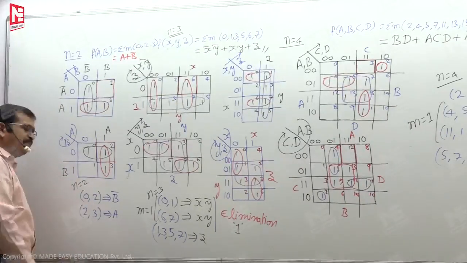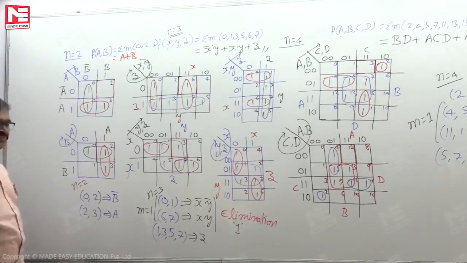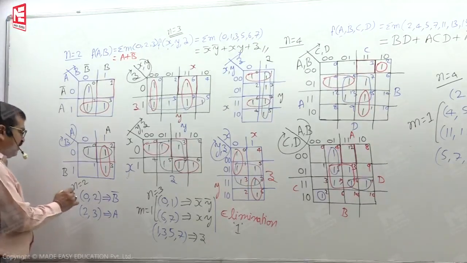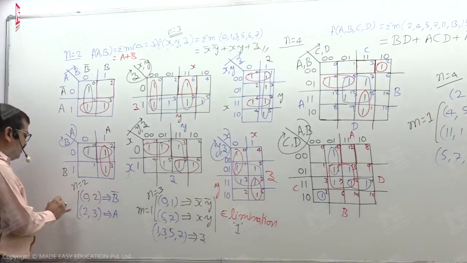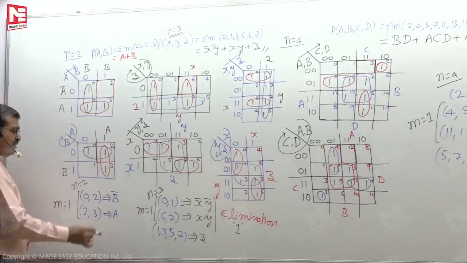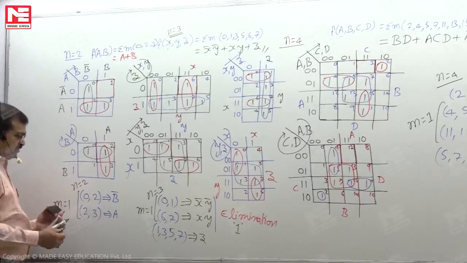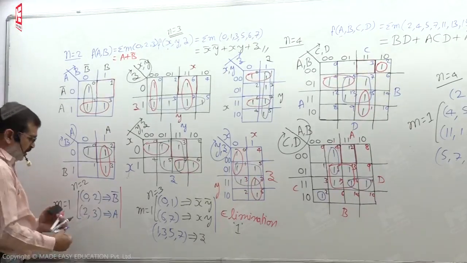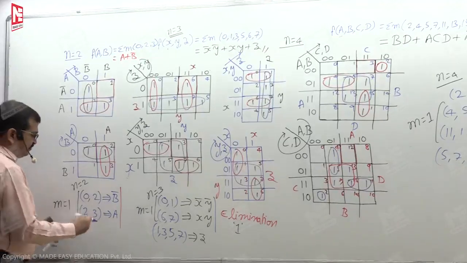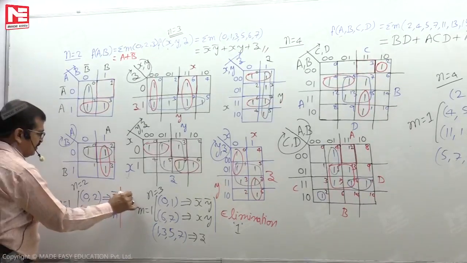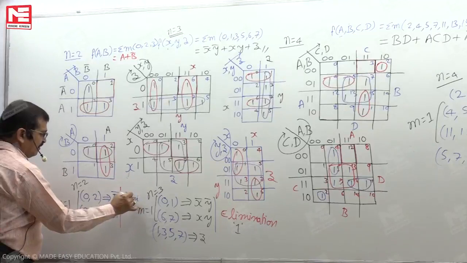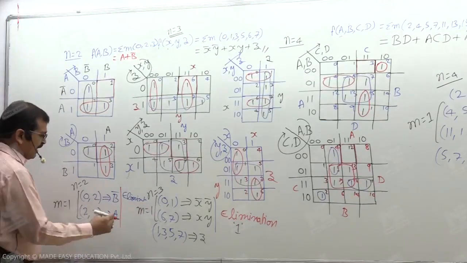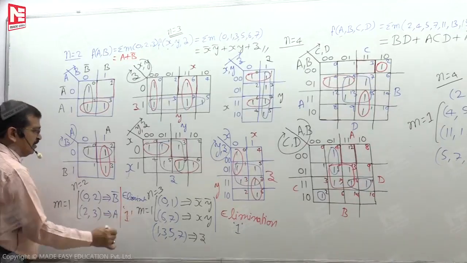Similarly, for this 2 variable Boolean function, we have subcubes of 2 cells, that is M is 1 here also. If you look here, the products have a single literal. So here also we have elimination of 1 variable.